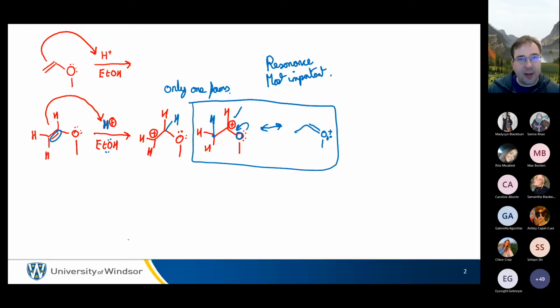And then you react that. Now, because we've drawn resonance structures, it can be a little tricky sometimes to identify where you're going to make the bond. So again, this is the more stable form of the resonance structure. Do we react at the more stable form of the resonance structure? Am I going to attack the oxygen with my nucleophile?